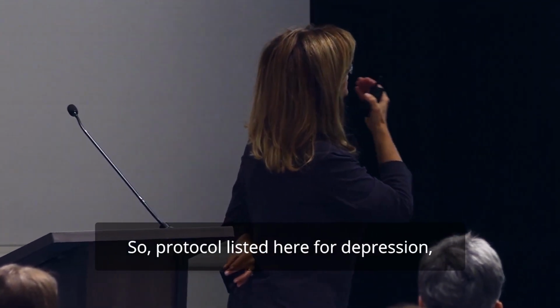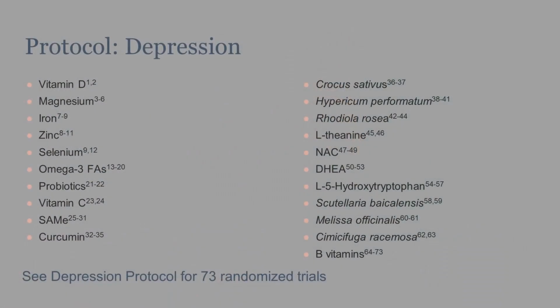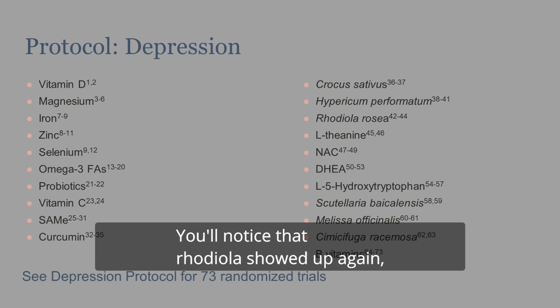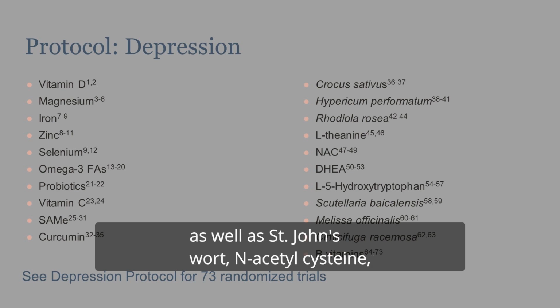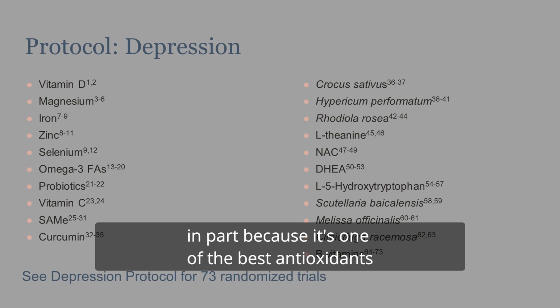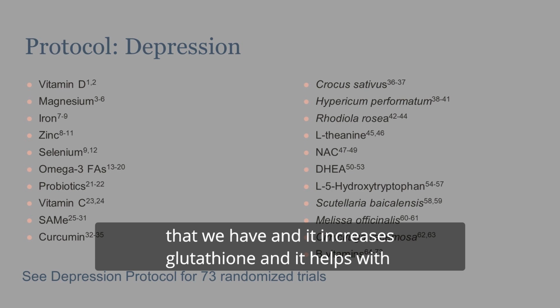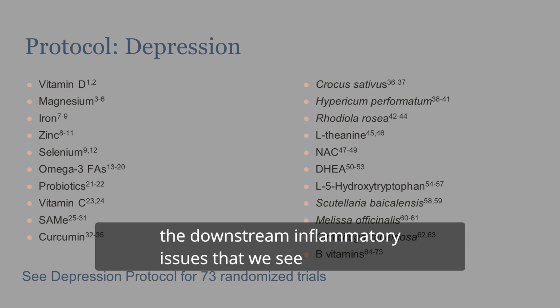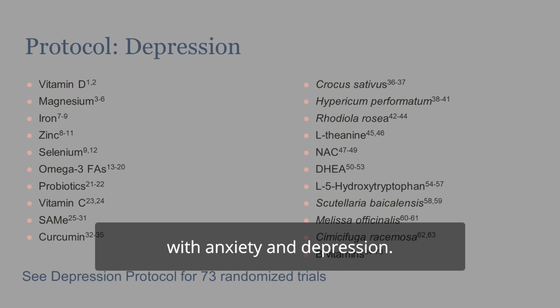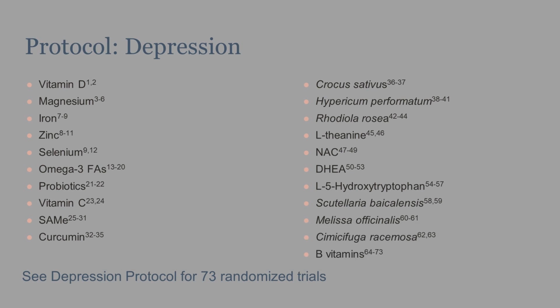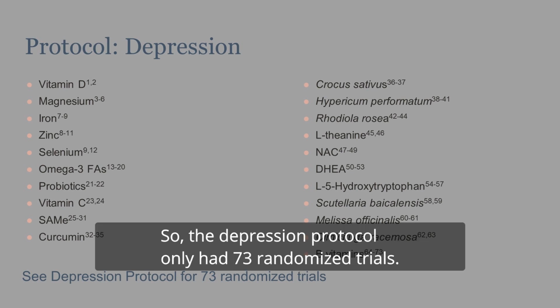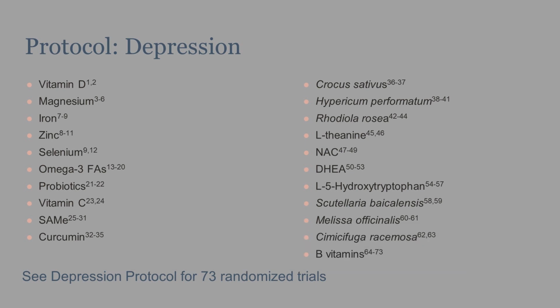So the protocol listed here for depression is similar to anxiety. You notice that rhodiola showed up again, as well as St. John's wort, and N-acetylcysteine, in part because it's one of the best antioxidants that we have, and it increases glutathione, and it helps with the downstream inflammatory issues that we see with anxiety and depression. So the depression protocol only had 73 randomized trials.